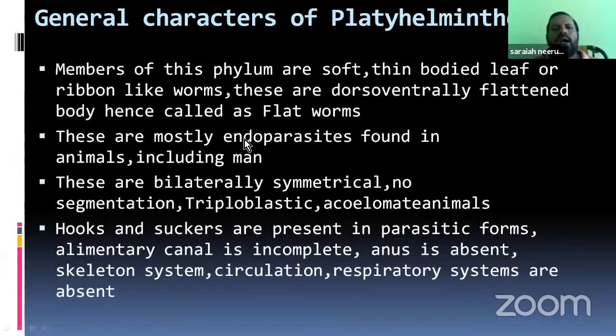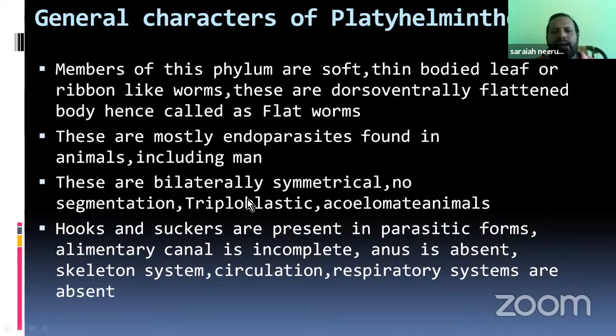Flatworms, nematodes and other parasitic organisms are also mostly endoparasites found in animals including man. These endoparasites live in animals, including man, and cause some dangerous diseases. So these are the endoparasites.